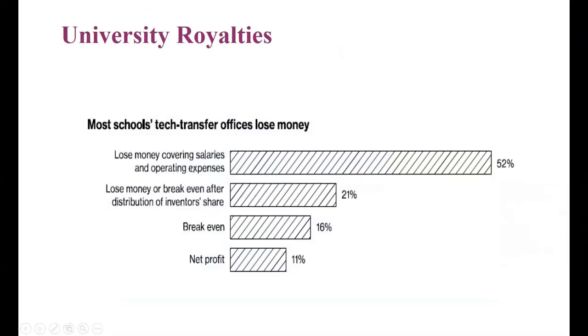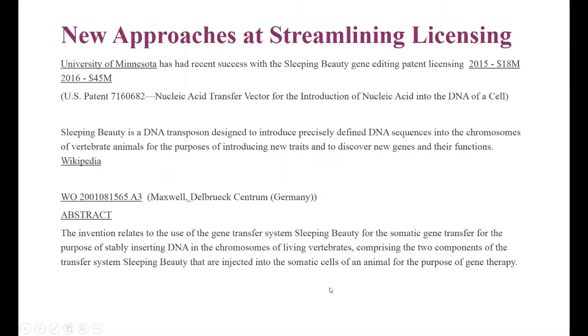So the story on university royalties is that most schools' tech transfer offices actually lose money. So if you look at this chart, they lose money covering salaries and operating expenses. 52% lose money covering those expenses. 21% lose money or break even after distribution of inventor shares. 16% overall break even, and only 11% make a net profit. So it's a difficult business. And so you really have to structure your licensing program well.